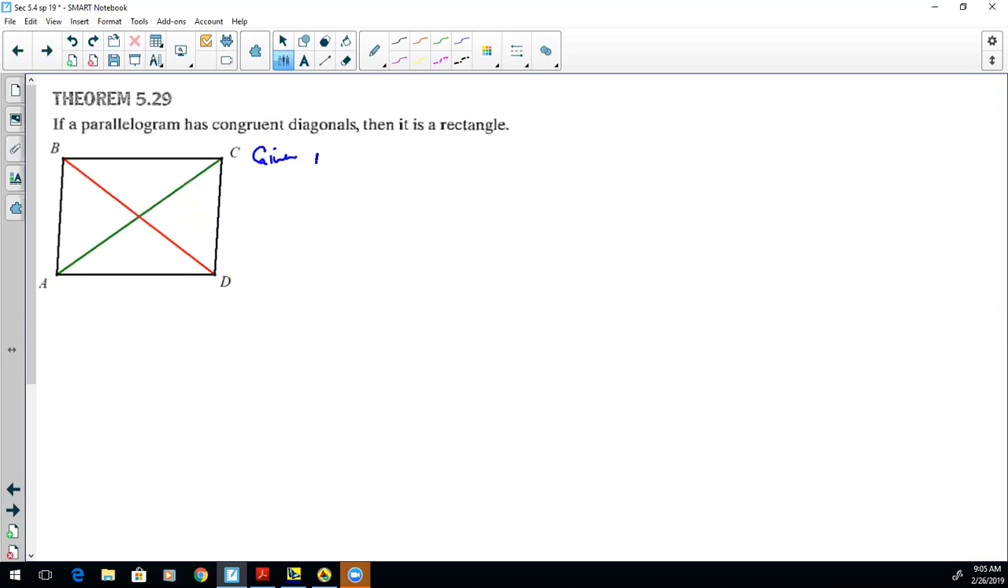is that ABCD is a parallelogram. And we're also given it with congruent diagonals, so let's write that BD is congruent to CA. And what we want to show is that ABCD is a rectangle.